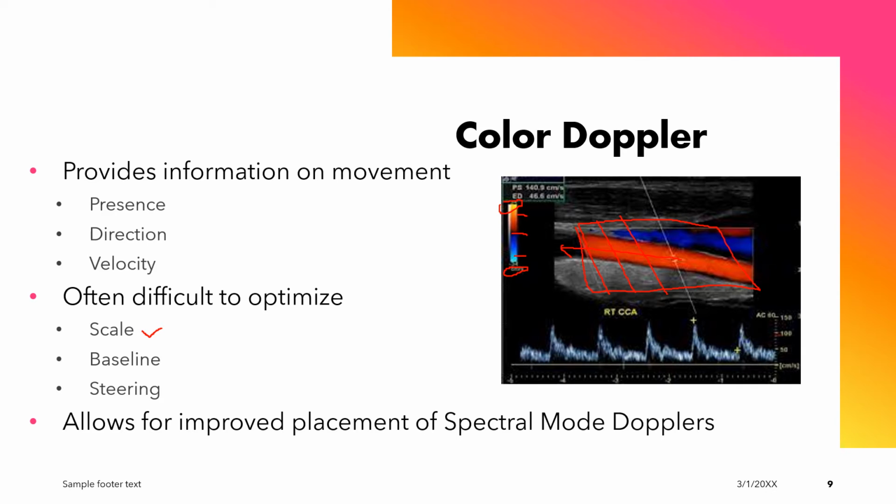When I'm having trouble getting color, the first thing I go do is turn my color scale down until I feel like I'm getting artifact, and then I would bump it back up just enough to correct that artifact.